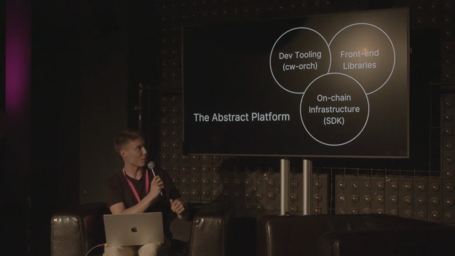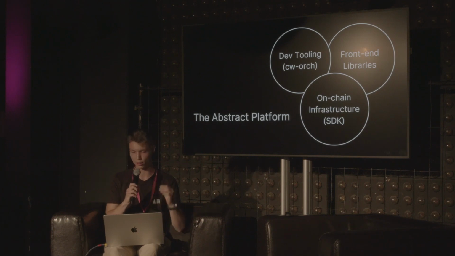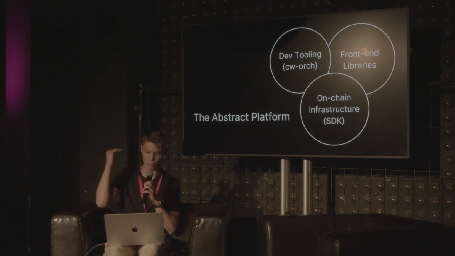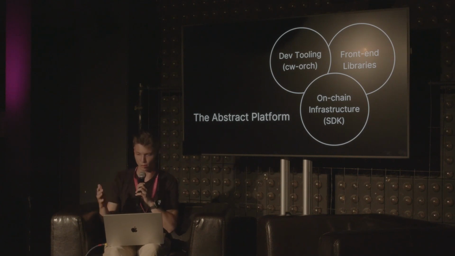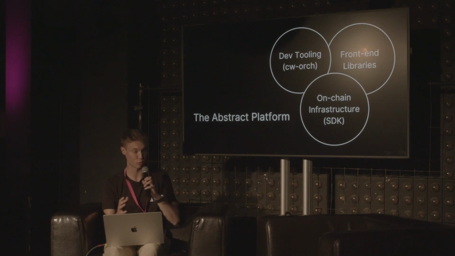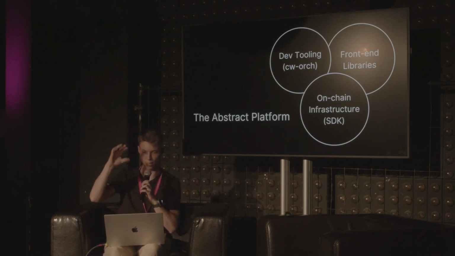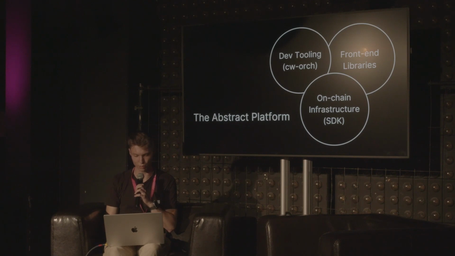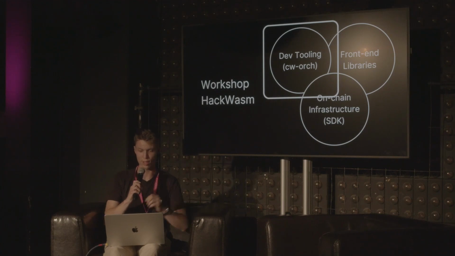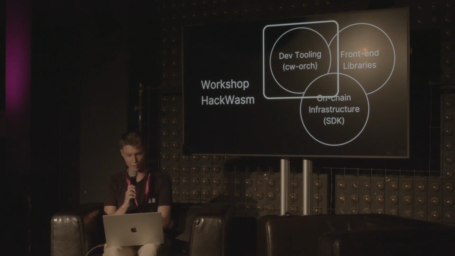The other part of our platform is our dev tooling, CW Orchestrator. You might have heard of it. We built it because we really needed it, and we think the space needs it, because it allows you to test, deploy, and share your smart contracts very easily. And then the third component is the front-end library. So this is an account abstraction toolbox for your front-end, so you can plug into our on-chain infrastructure very easily. We have a workshop there in AwesomWasm on our dev tooling specifically, so be sure to join that to see how you can speed up your testing game.